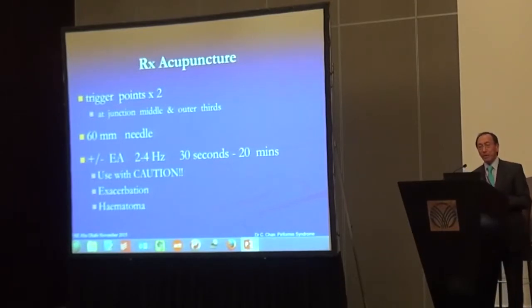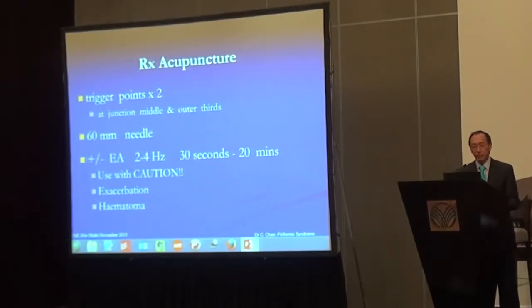Now, treatment with acupuncture, I carefully palpate for the trigger points and I needle them with a long needle. The needle has to find the trigger point and actually go into it. Now, when you're talking about treatment of trigger points, there are a number of needling techniques, different techniques for needling trigger points.